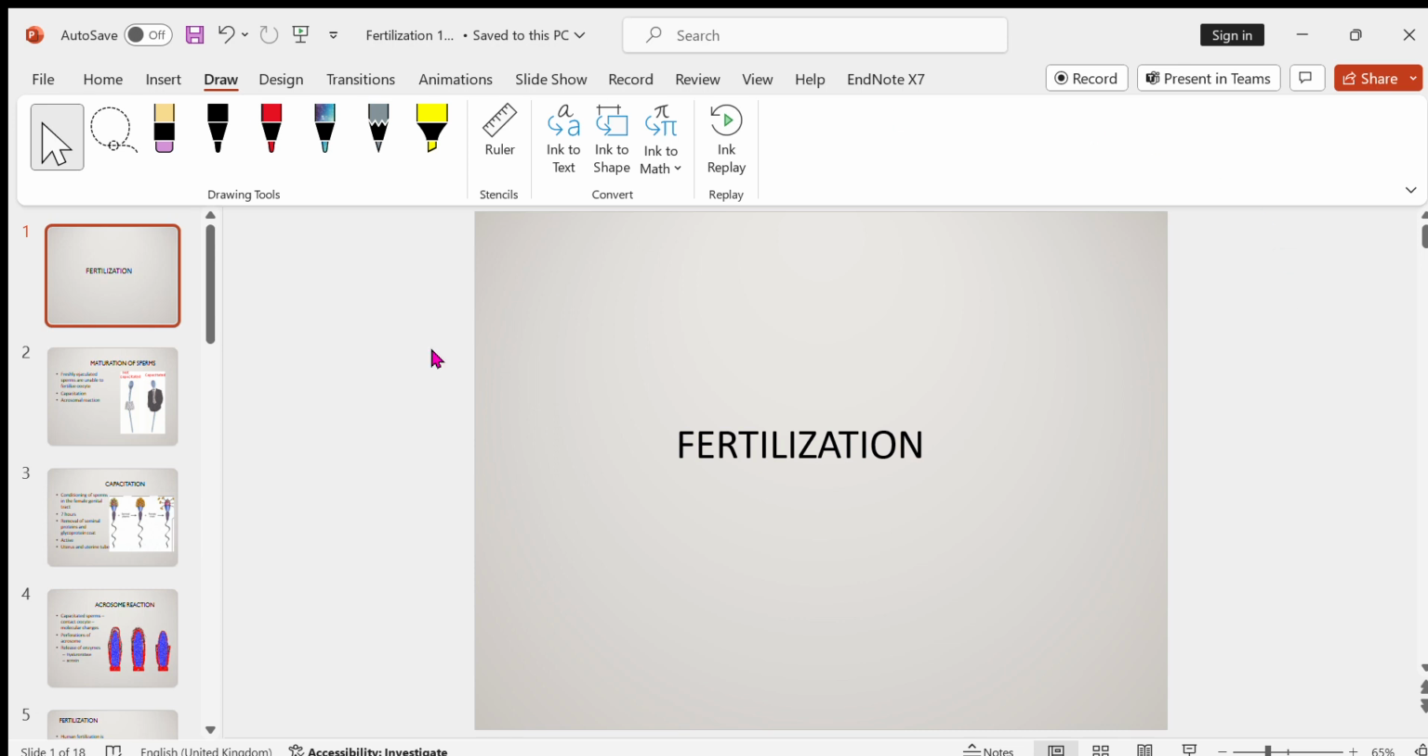So today's topic is fertilization. In my previous lectures, I have told you about oogenesis and spermatogenesis. Once that is done, the next process is fertilization. So what is fertilization? Fertilization is basically the fusion of male and female gametes to form a zygote.